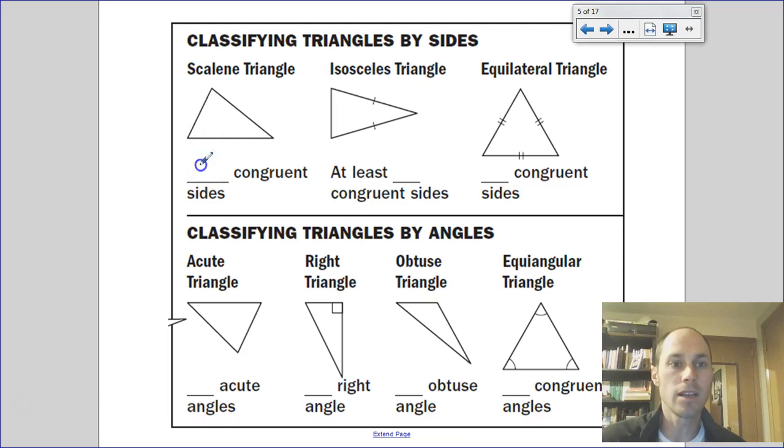A scalene triangle has 0 congruent sides. These are all ones we classify by their sides. Isosceles, as you can tell by the diagram, has at least two congruent sides. Equilateral, all sides are congruent.